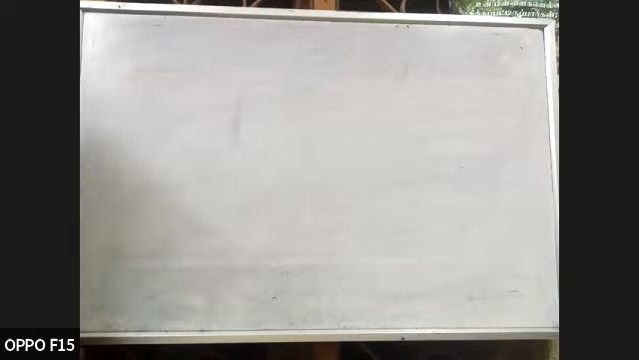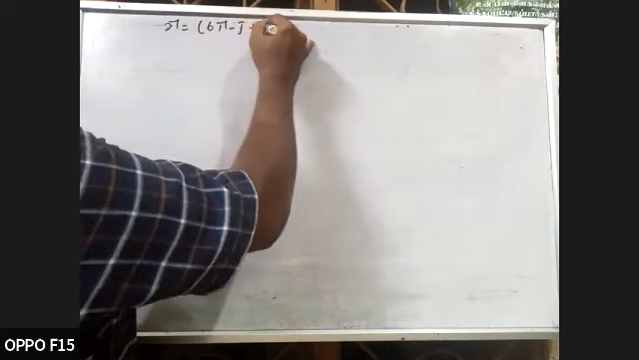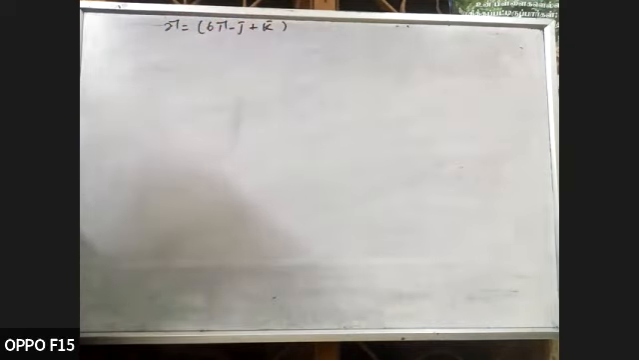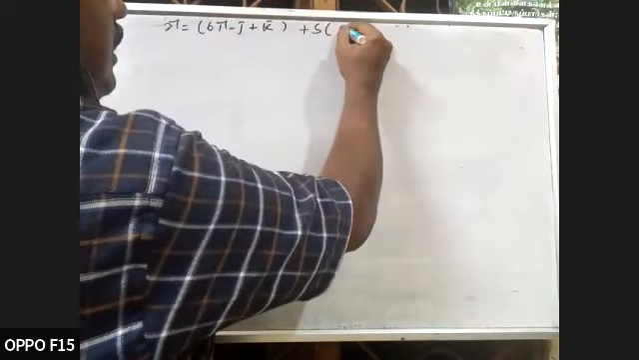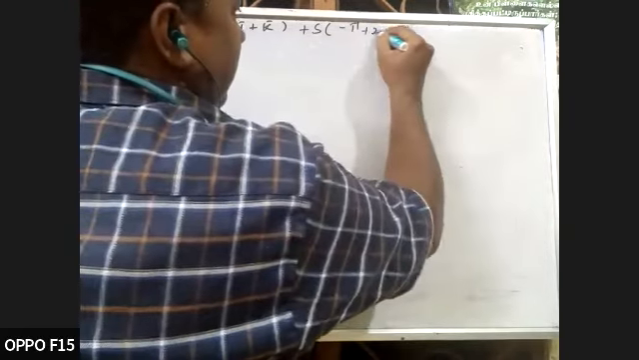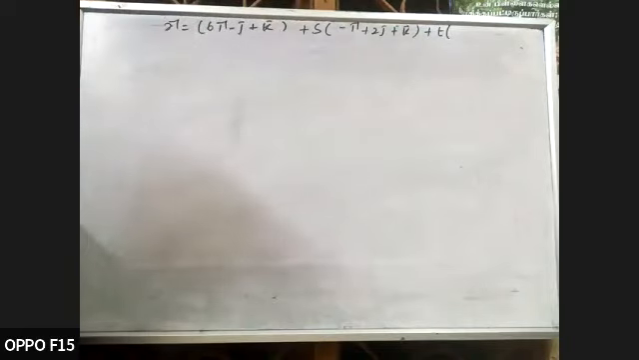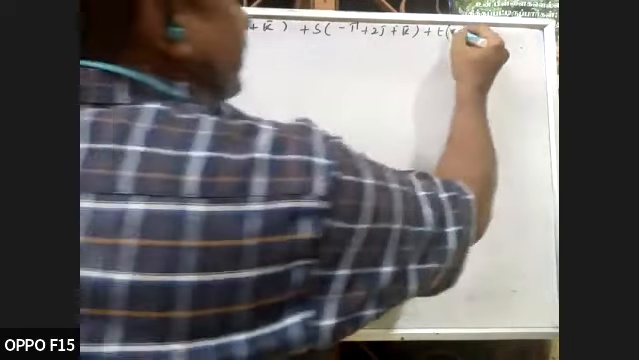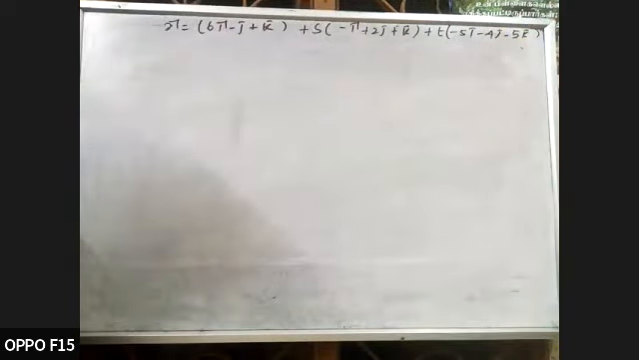R vector is equal to 6i vector minus j vector plus k vector plus s into minus i plus 2j plus k vector plus t into minus 5i minus 4j minus 5k vector.